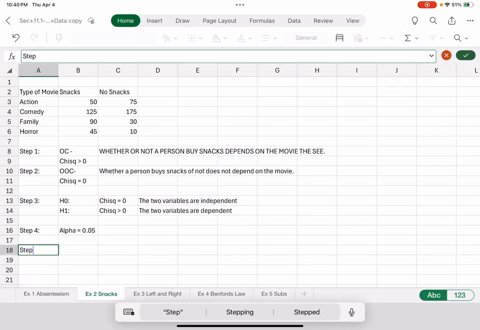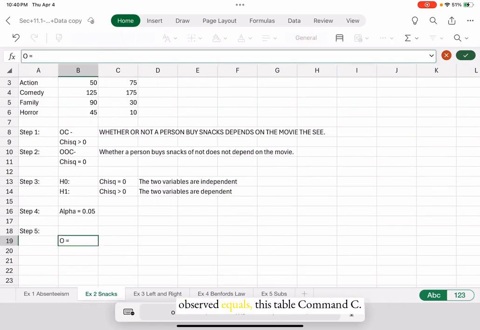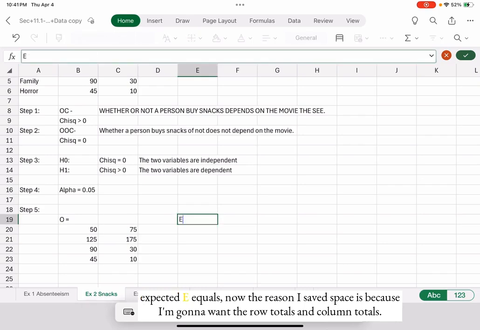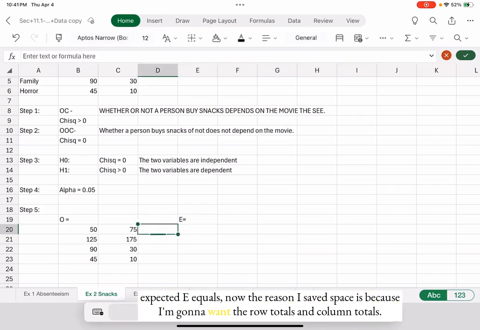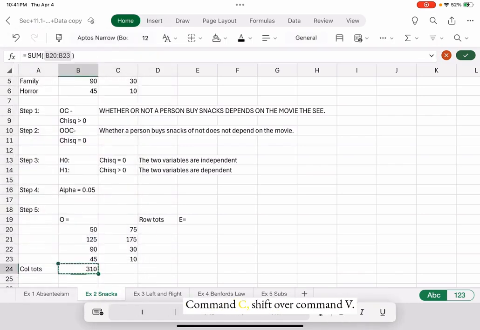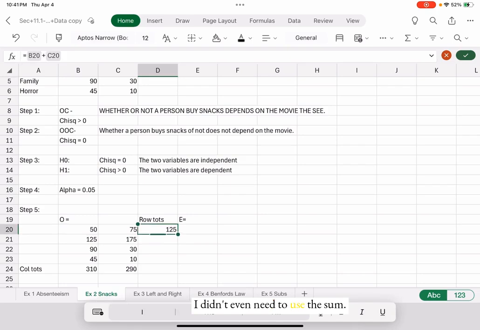Step 5. Okay, now this is what you've been waiting for. First, observed. Observed equals this table, copy and paste. Expected, E equals. Now the reason I saved space is because I'm going to want the row totals and column totals. Row totals, column totals equals sum, enter, copy and paste over. Now this one equals that. I could just do that plus that, couldn't I? There. I didn't even need to use the sum.